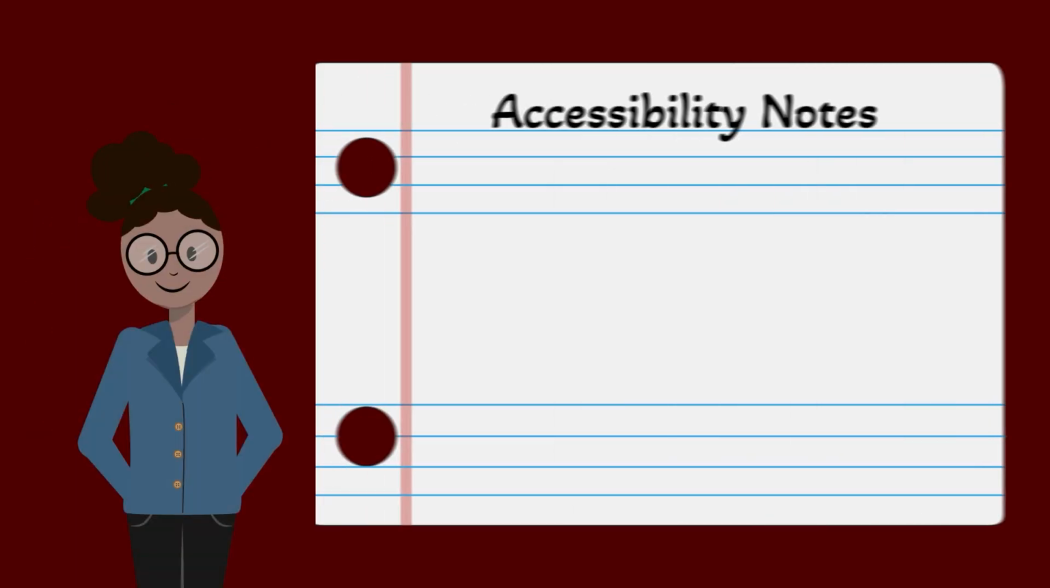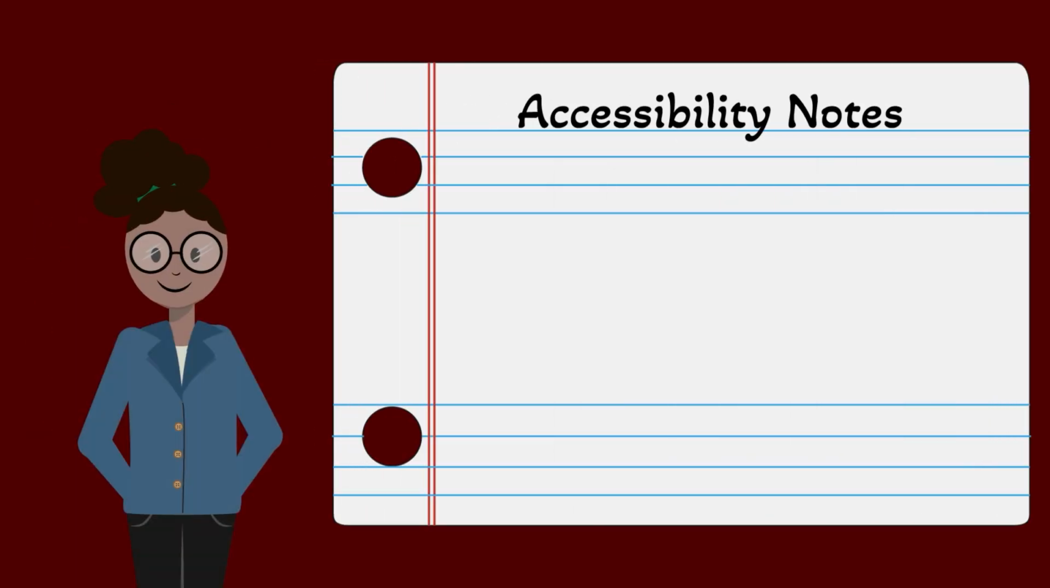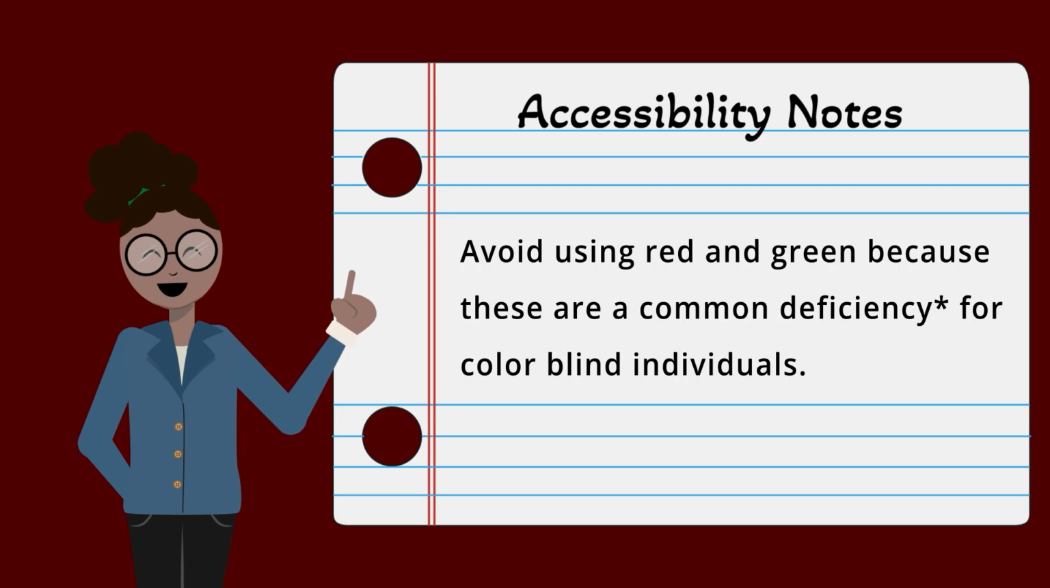I have some notes from a digital accessibility course I took recently. Some of the notes include avoid using red and green because these are a common deficiency for colorblind individuals. Given my example, if you do not use color for meaning, I feel like you should be good.